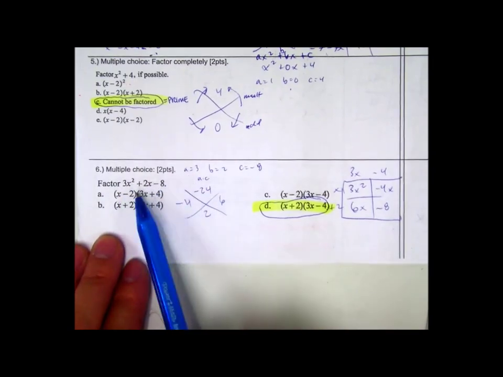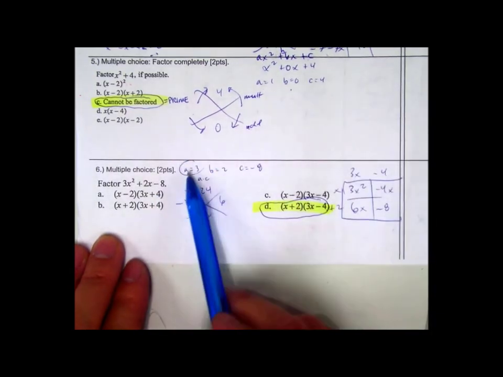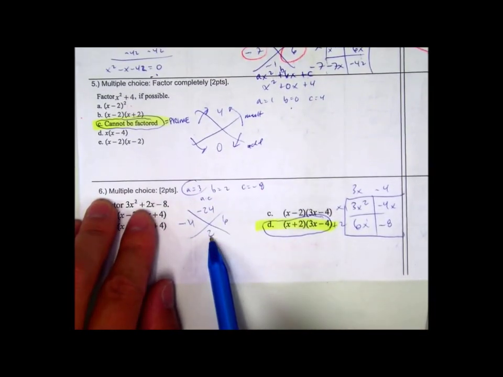Factor 3x squared plus 2x minus 8. A value is 3, B is 2, C is negative 8. Because your A value is greater than 1, you're going to have to do both the x and the box. A times C is negative 24. Your B value is positive 2.